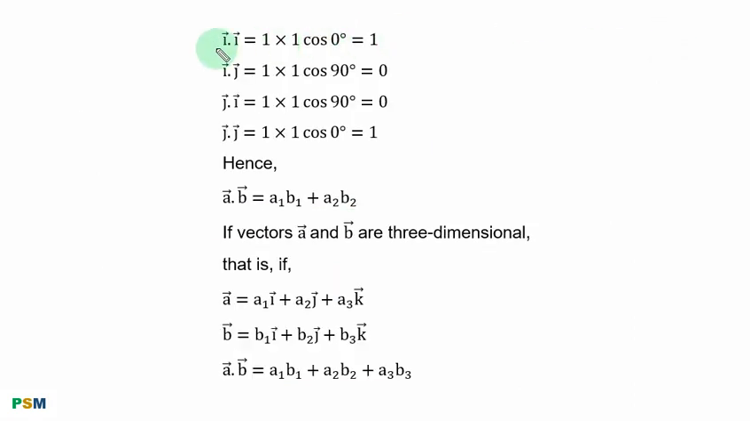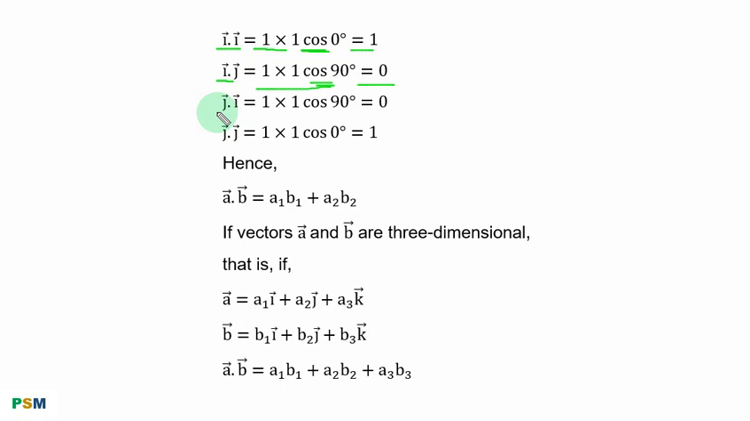So, vector I dot vector I is simply 1 times 1. They are unit vectors in the same direction. For that reason, the angle between them is 0 degrees. 1 times 1 is 1, cos 0 degrees is 1, so you have 1. Then vector I dot vector J, they are in different directions. The angle between them is 90 degrees. When you evaluate this, you have 0 because cos 90 degrees is 0. Times 1 times 1, you have 0.